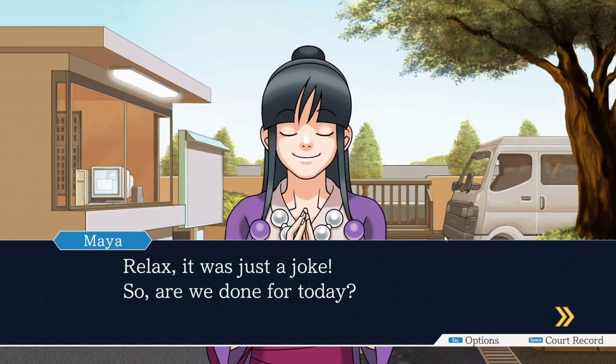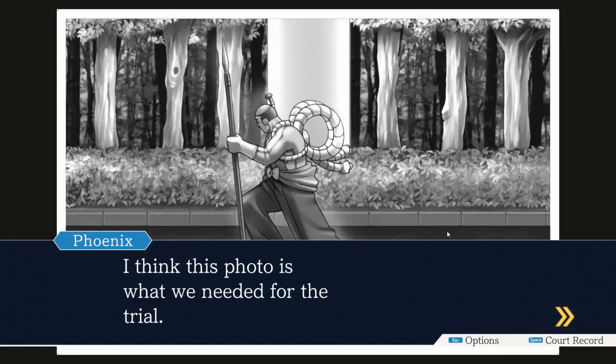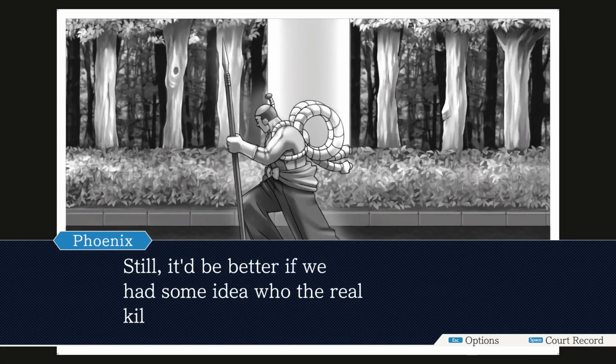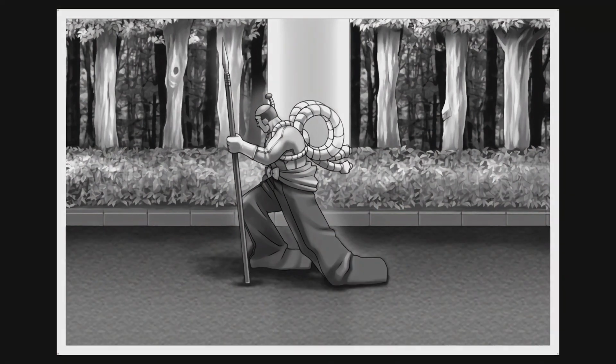So, are we done for today? I think this photo is what we needed for the trial. Still, it'd be better if we had some idea who the real killer was. Maybe it really is that security lady? It's somewhat short. Did you see the pants dragging? Yeah, that's what I was just thinking. They don't fit the suit well.